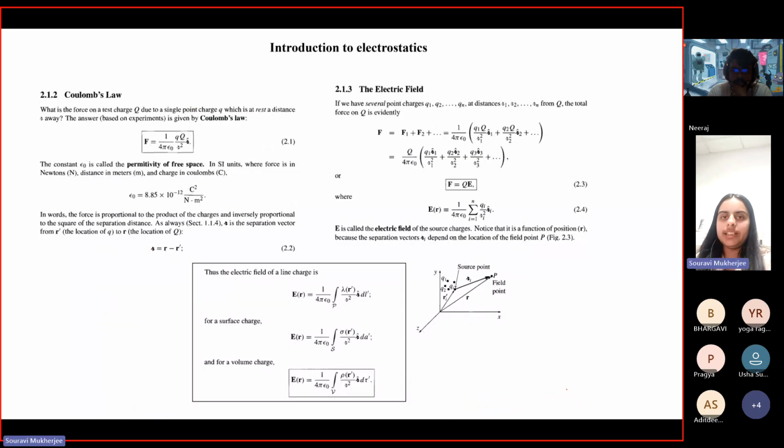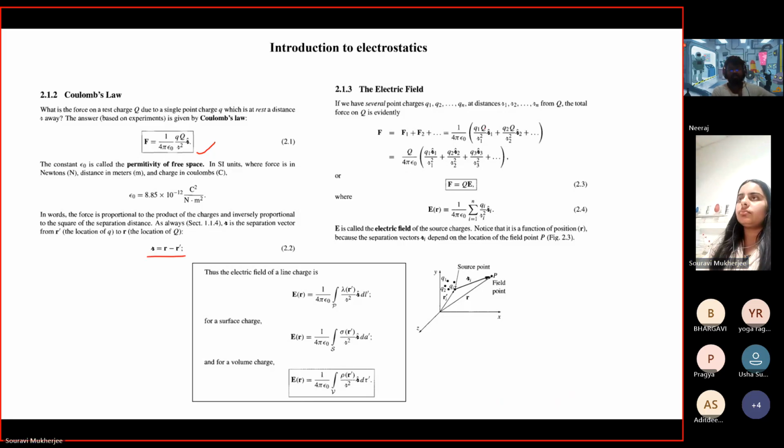Now let us start. We have briefly discussed vector algebra, and we have discussed the different coordinate systems. So now let us talk about electrostatics to start with. All of us already know the basic Coulomb's law. It tells us that if you have a point charge and a test charge, what the force on the test charge would be because of the point charge. This is the relation that you get, the basic Coulomb's law. Here, this R vector is the separation vector between the test charge and the point charge.